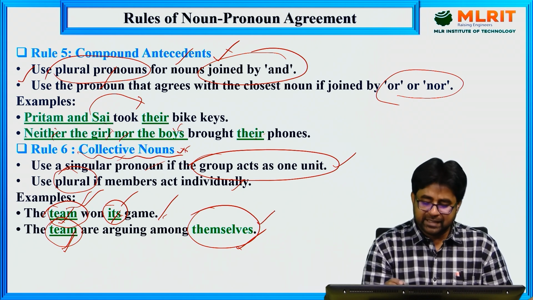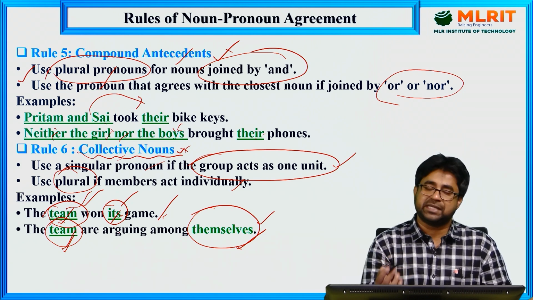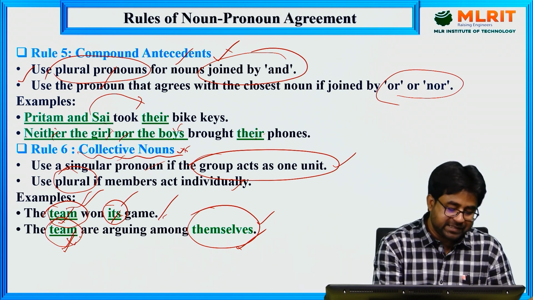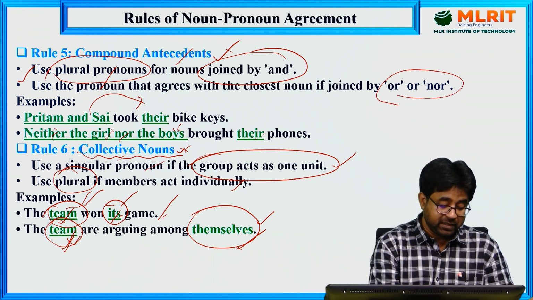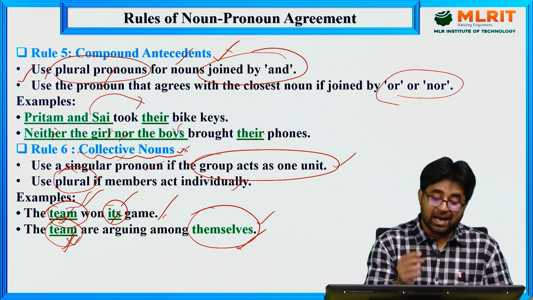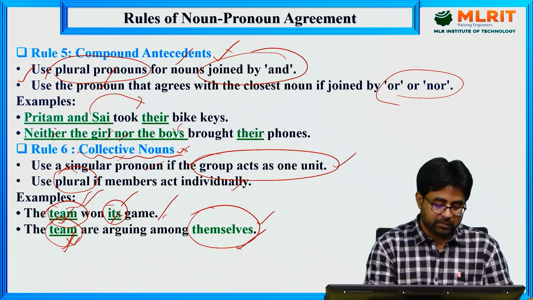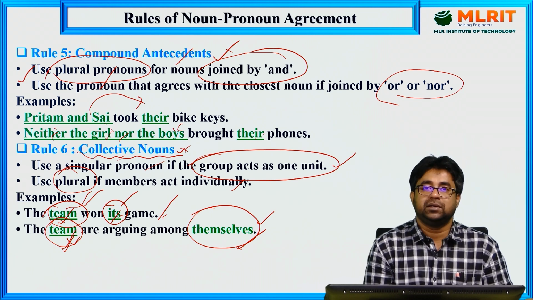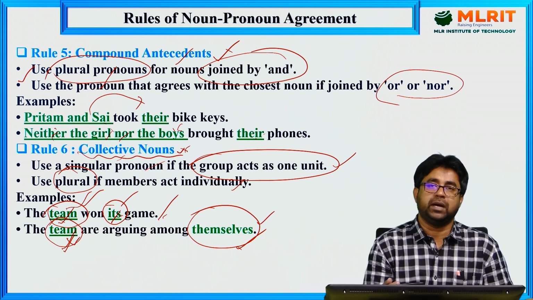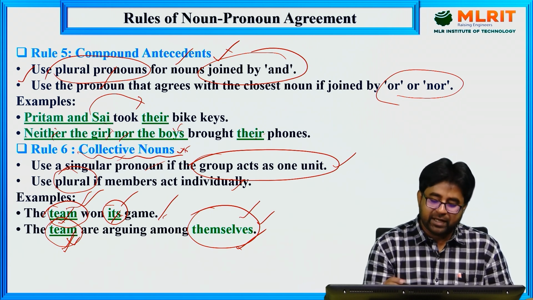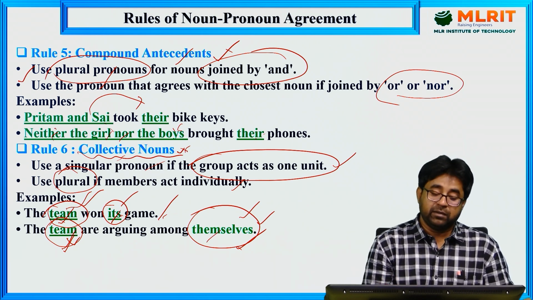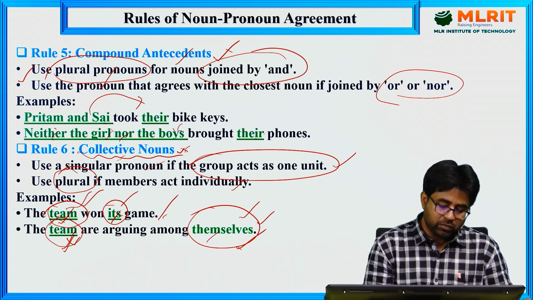Now, one thing is, this sometimes may sound odd. The team are arguing among themselves. So let's say I replace the noun just for your convenience, let's say I use class. Class, a group of students, right? So the class are arguing among themselves. This doesn't sound good, right? So in order to avoid that, this is the rule. If you follow this rule, this is fine. But because it doesn't sound proper or appropriate, there is an alternative method.